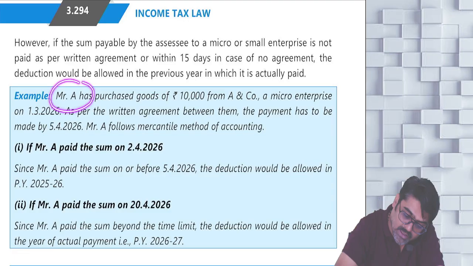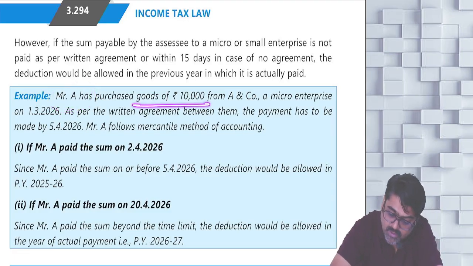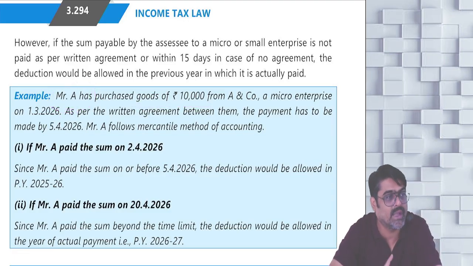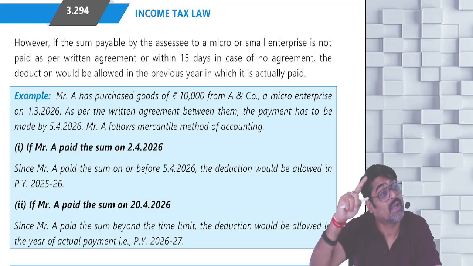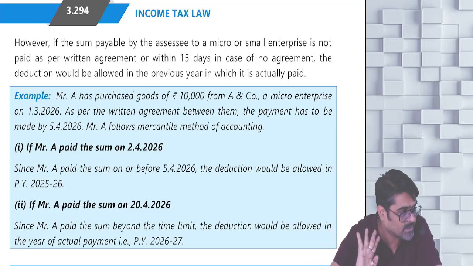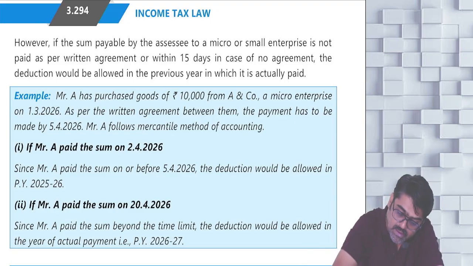So from a micro enterprise, Mr. A is purchasing goods worth 10,000. Now Mr. A must make the payment within the time given in the MSME Act. If A has made the payment of 10,000 within that time limit, then this 10,000 will be allowed as a deduction in this year only. Otherwise, it will be allowed as a deduction in the year in which it is actually paid. Yes or no?